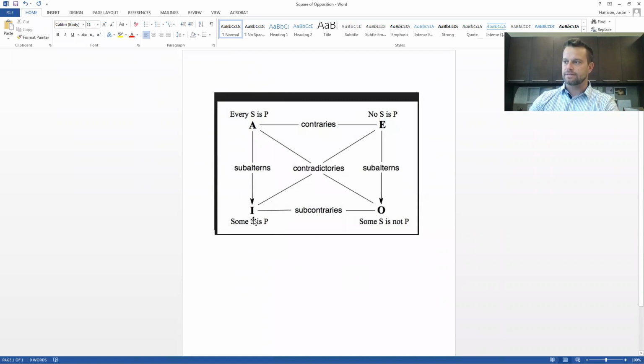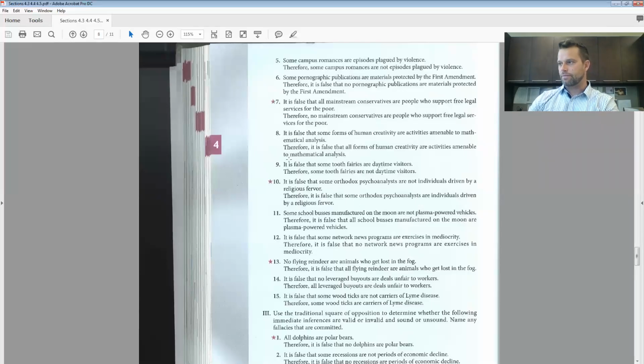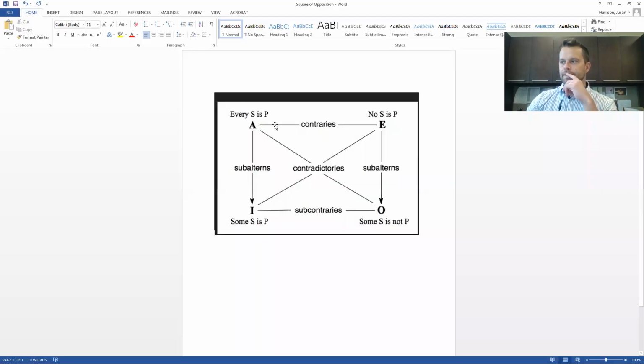So what this person is saying is that this statement is false. Therefore, it's false that all forms of human creativity are activities amenable to mathematical analysis. So we're starting with a falsity, and we're making the inference that the corresponding statement is false. That corresponding statement is all forms of human creativity are activities amenable. So all C are A. What type of statement is that? All S are P, an A form statement. So it's saying it's false that some S are P, therefore it's false that all S are P.